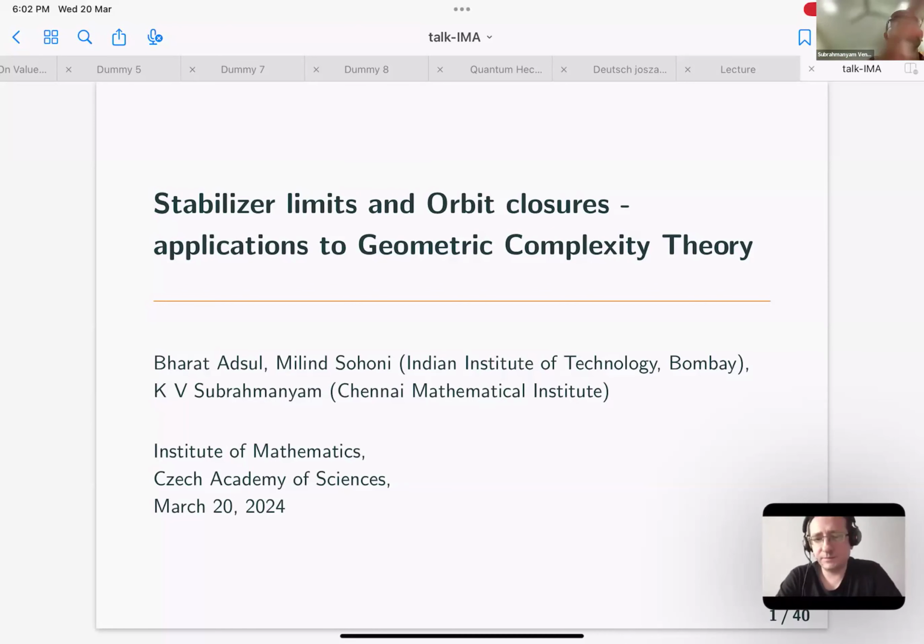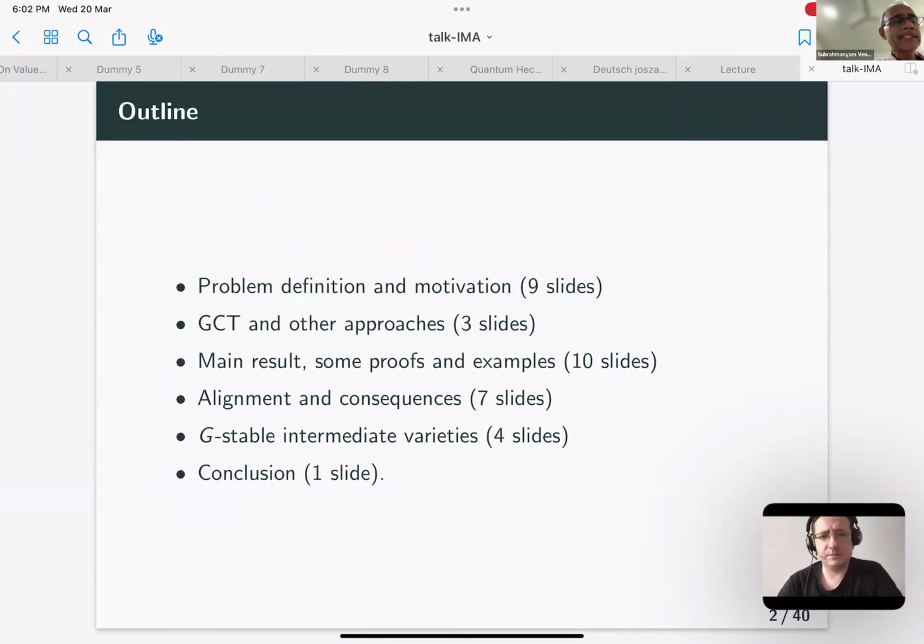The plan is that I would like to tell you about some recent work. This is joint with Bharat and Milind, who are both at the Indian Institute of Technology in Mumbai, so I presume they're online. If there are questions on the chat, please somebody interrupt me and read out the question, then we will try and answer. I hope my screen is visible. Is the screen visible? Yes, very good, very clear.